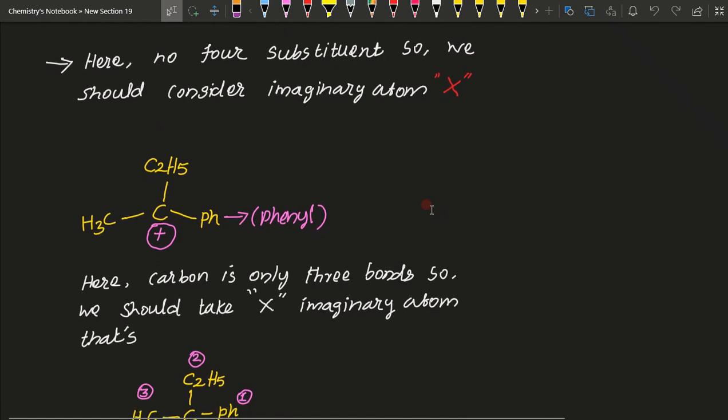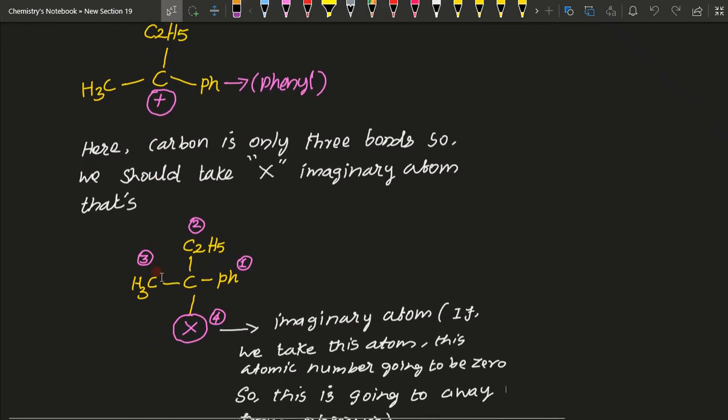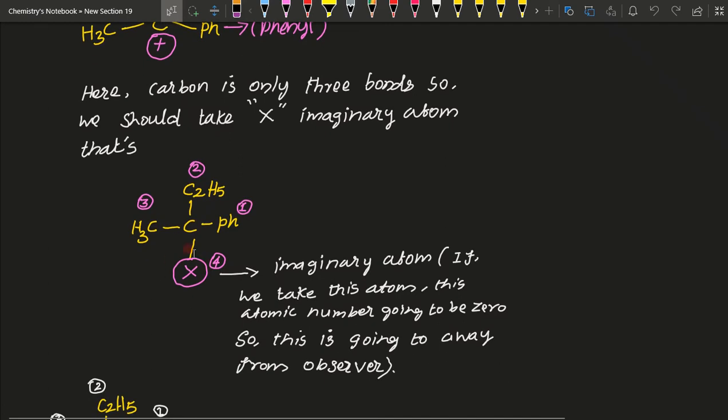Here there is ethyl group, this is methyl group, there is phenyl group, this is imaginary, sorry, here carbon is only 3 bonds, so we should take X imaginary atom, that is going to be see below like this. So X is 4th priority. So here imaginary atom, if we take this atom, this atomic number going to be 0, so this is going to be away from observer.